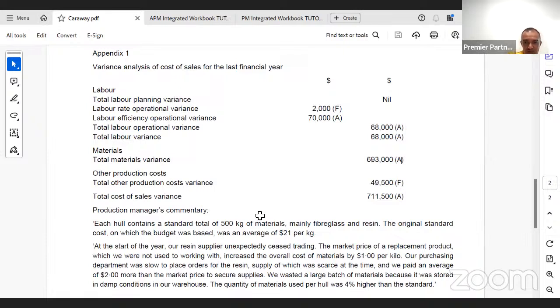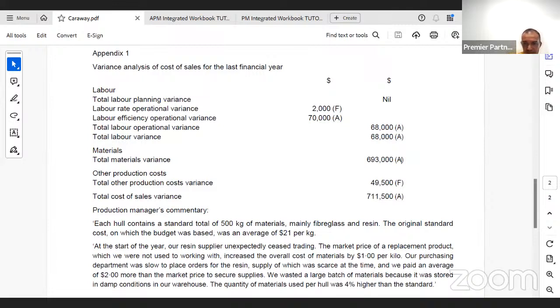Then we go to usage. We keep the price same, but we change the quantity. Standard quantity into revised quantity, again, planning variance. No change there. Revised quantity compared with actual quantity will give you the operating variance, which is 147.